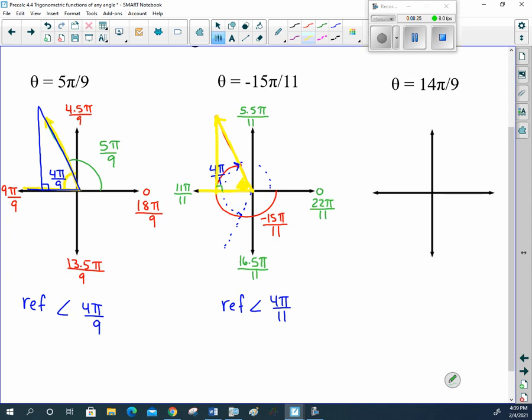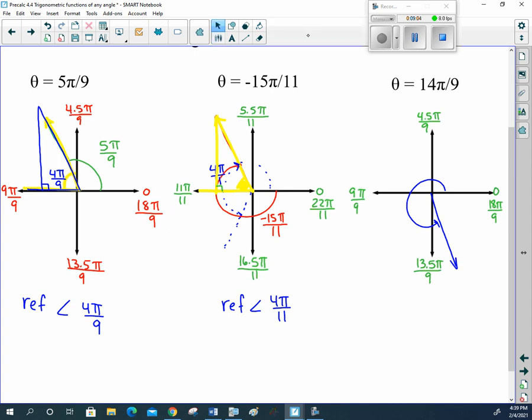Okay, and last one, 14 pi over 9. So once again, I'm in ninths, so I'm going to set my scale up: 9 pi over 9, 4.5 pi over 9, 13.5 pi over 9, and this would be 18 pi over 9 for 2 pi. So 14 pi over 9 looks like it would be just a little bit past this y-axis right here. So right here. So there's my terminal side.